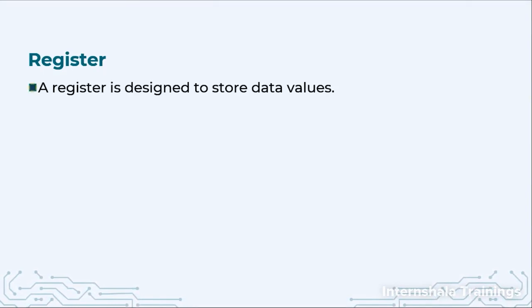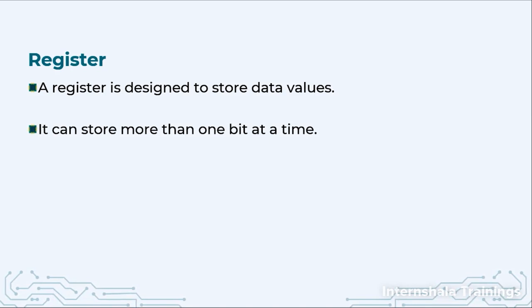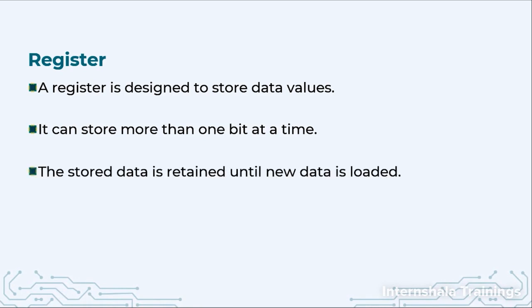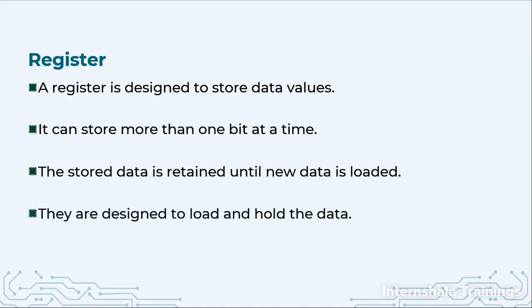So first of all, we should know what a register is. A register is designed to store data values. It can store more than one bit, and that is the main difference between a register and a flip-flop. A flip-flop can store only one bit, whereas a register can be designed in such a way that it can store more than one bit. The register will store the data and hold it until we load a new data value. They are designed to load and hold. This is the basic functionality of a register.